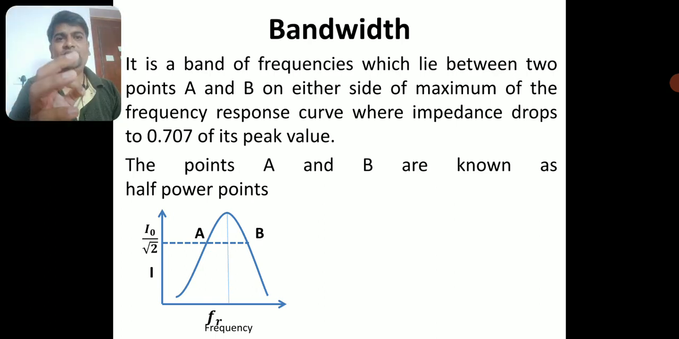These points A and B are known as the half power points, and the difference F2 minus F1, the frequencies corresponding to A and B, is called the bandwidth. Okay, right. So I have told you the sharpness of the resonance curve is decided by the resistance in the circuit. If resistance is high, the curve is broader. If resistance is low, the curve is sharper.